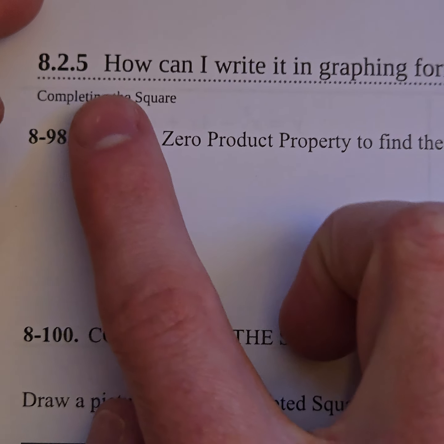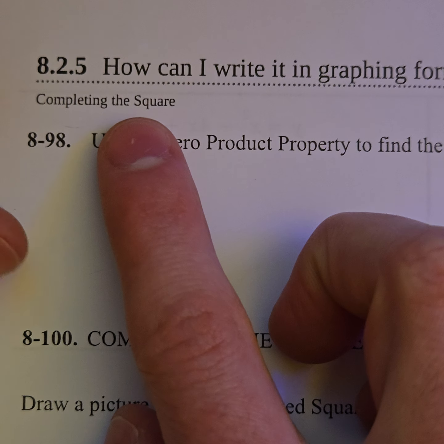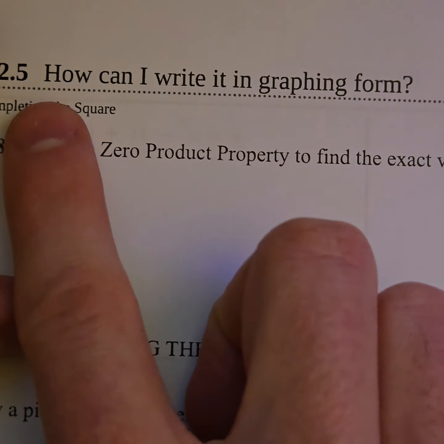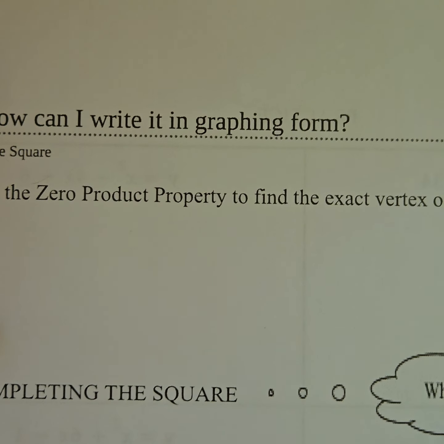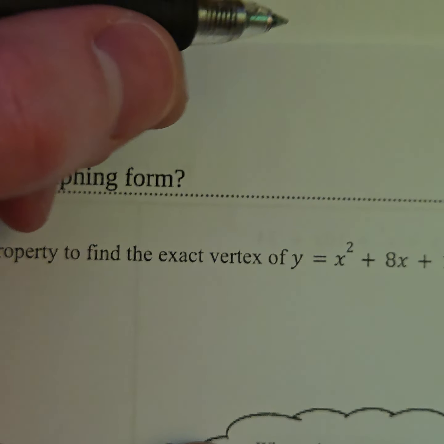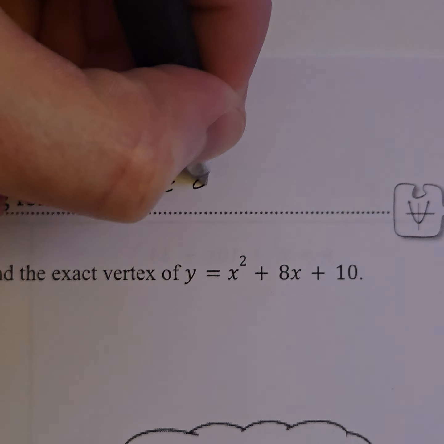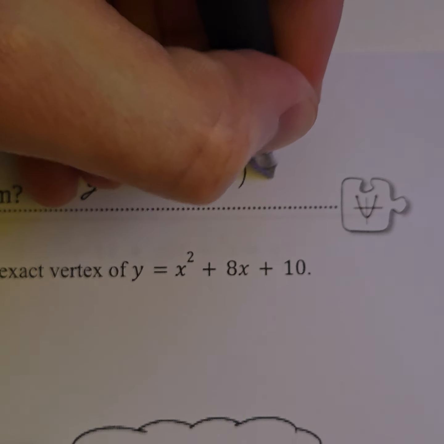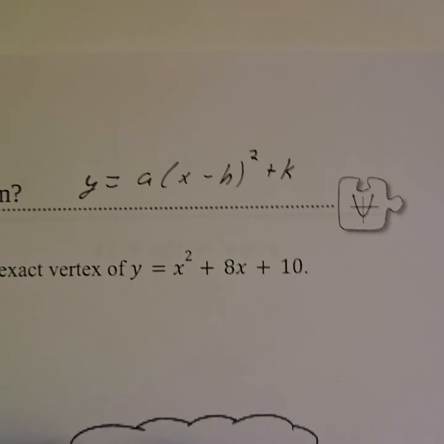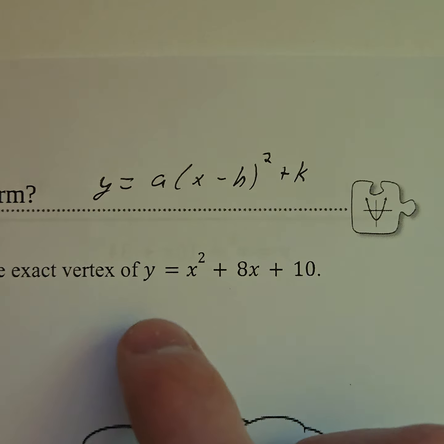Okay, here we go. So 825, we're learning something brand new here. It's called completing the square. And it's answering this question: how can I write it in graphing form? So if you remember, graphing form is when you have y equals a(x minus h) squared plus k. This is our graphing form. So that's what we're going to try to get to today.